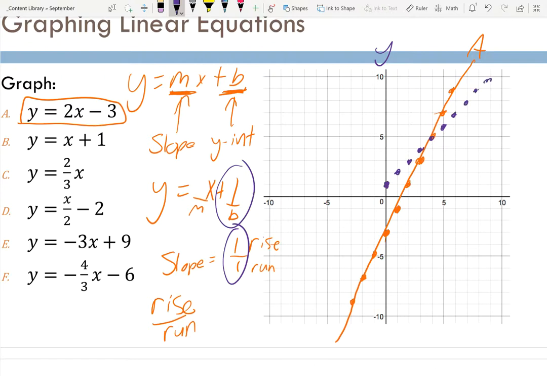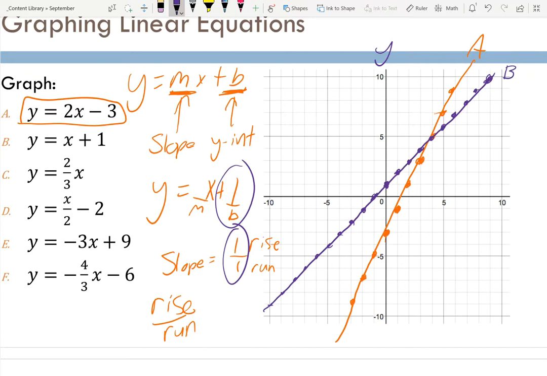So that's the right side, but I can continue to do the same thing if I follow it onto the left side as well. I just got to go the opposite way, right? Down 1 and left 1, complete opposite. I can still get all these points. And you can see that there's your line for y equals x plus 1. That is for B.